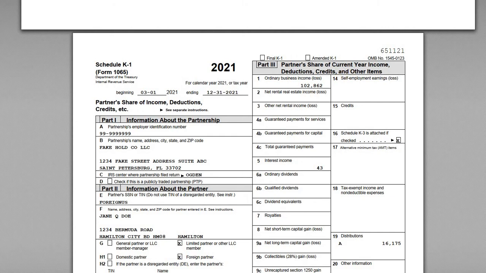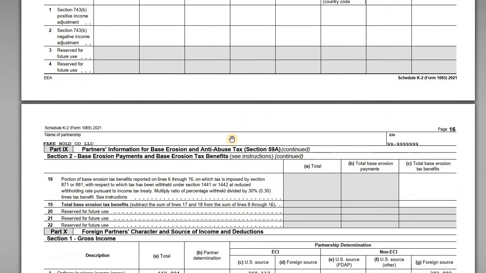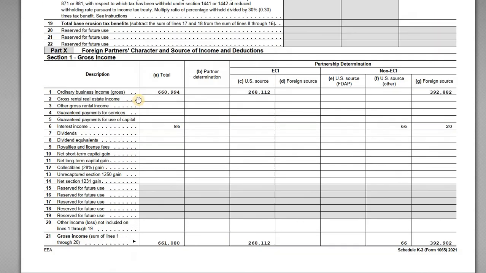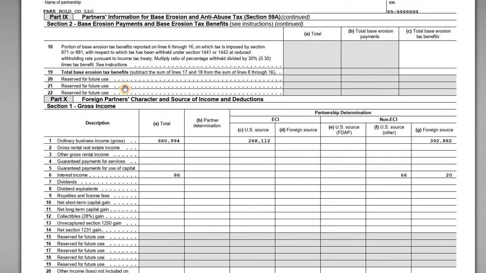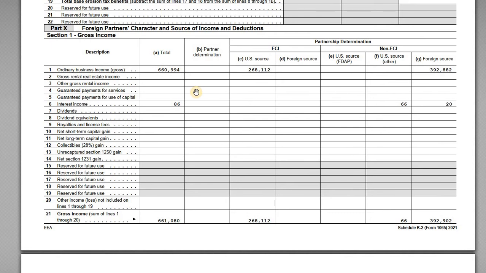But this is where the K3 for her is going to be very helpful. Because if we look at the K2, part 10, each column on part 10 helps us kind of clarify how the income is sourced and whether it's going to be subject to any kind of withholding taxes on the U.S. side, right? So in column A here, we have the totals, and the totals, if we add up left to right, should be reported in column A.